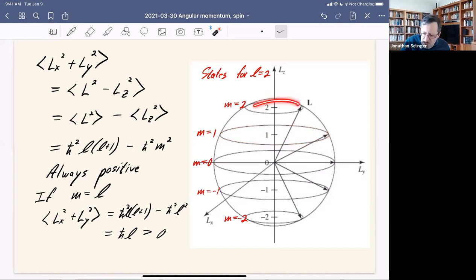And likewise, here's the m equals 2. It's a smaller set of values for Lx and Ly because Lz is bigger. So that's why this circle is getting smaller: Lz is bigger, so there's less available for Lx and Ly. Okay? And similarly down there in those possibilities with negative Lz.